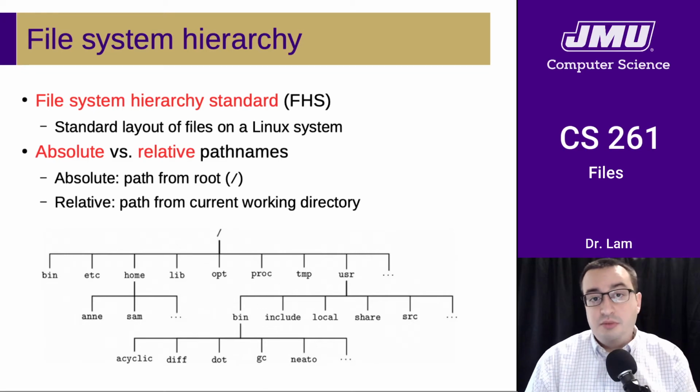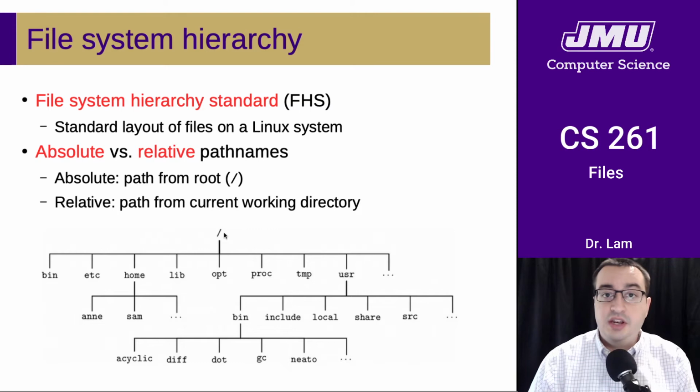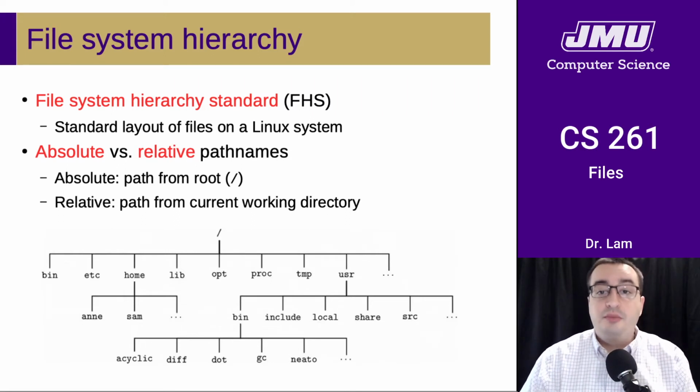We'll make the distinction between absolute and relative path names. Hopefully you've seen this before, but just in case you haven't, an absolute file name is the path from the root. So beginning up at the very top of the file system hierarchy and then sort of descending down to where the file is. A relative path is the path to a particular file from some other particular place on the system, usually from the place where you currently are, or your current working directory.